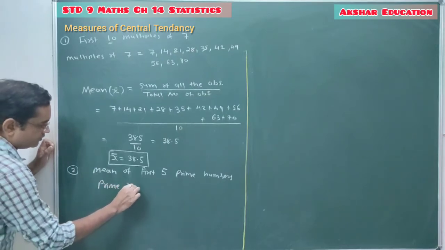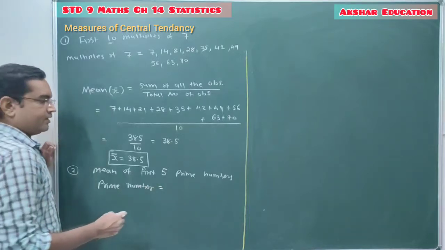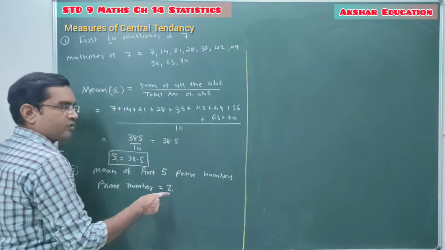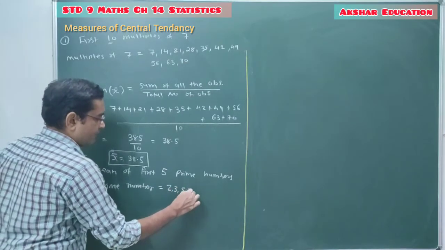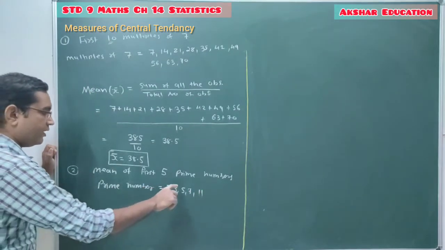Which are the prime numbers? Prime numbers are the numbers having only 2 factors, 1 and the number itself. So it starts from 2. 2 is the only even prime number. Then 2, 3, 5, 7 and 11. These are the first 5 prime numbers.